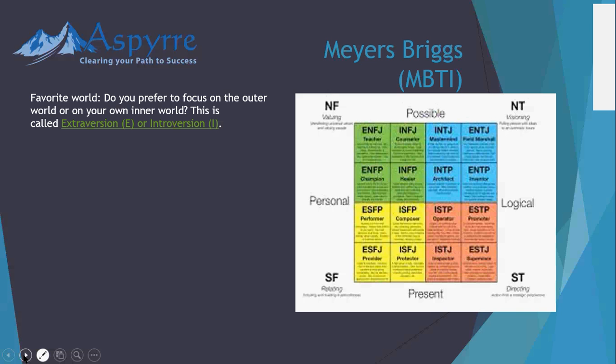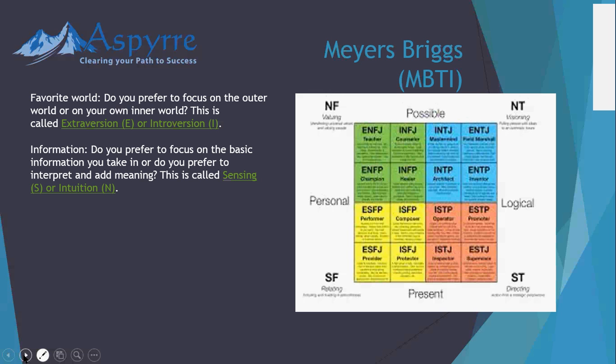The first dimension, E versus I, is about what your favorite world is. If you're an E, your favorite world is the outer world of people around you. If you're an I, your favorite world is your inner world, your thoughts and your ideas.